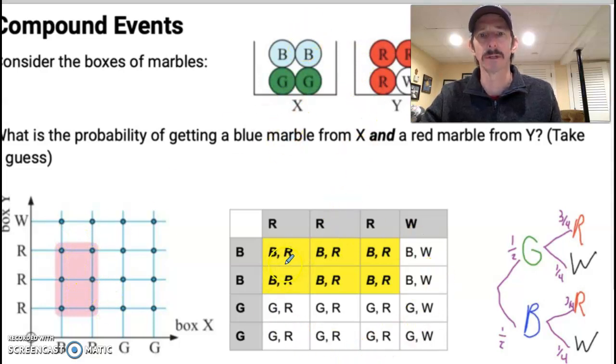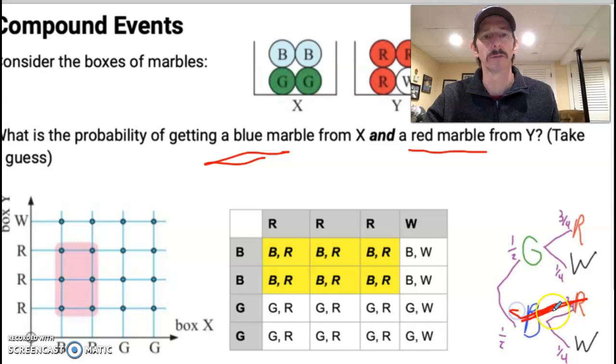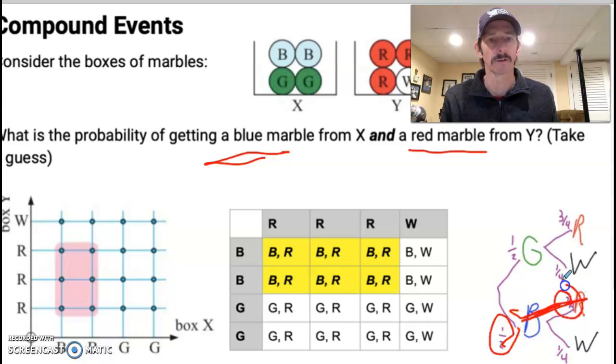If I make the table, I have 6 outcomes. And I'm going to come back to this tree because I was interested in getting a blue marble and then a red marble. So that would be this path right here, blue and red. That's the only one that I would be interested in. So we'll look at these numbers that I've written over here in a minute.